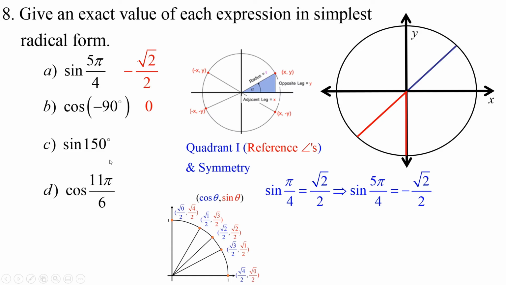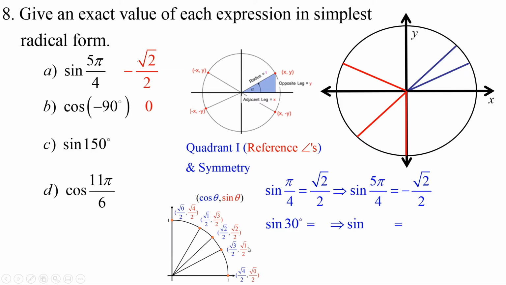Okay, sine of 150 degrees. Well, 150 would be over here in quadrant 2. The reference angle for 150 degrees would be 30 degrees, which will be right there in quadrant 1. And now let's use sine of our reference angle. Sine of 30 degrees. What is this vertical distance right here exactly? That's right, it's 1/2.